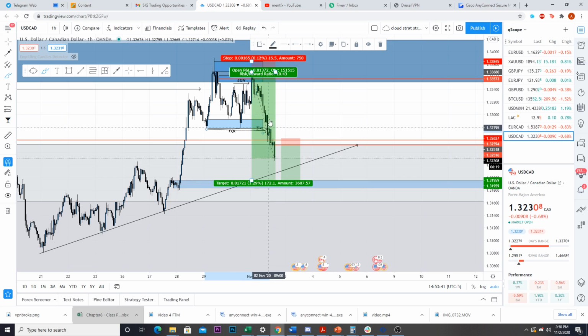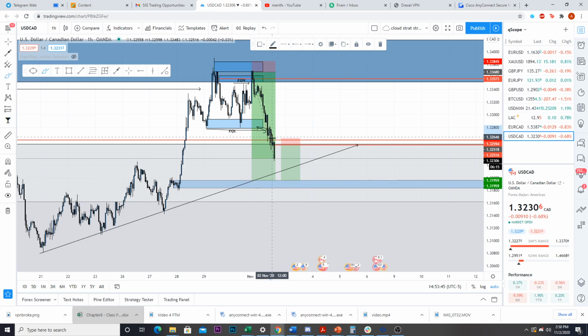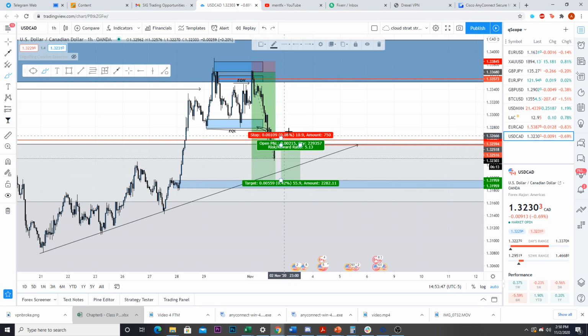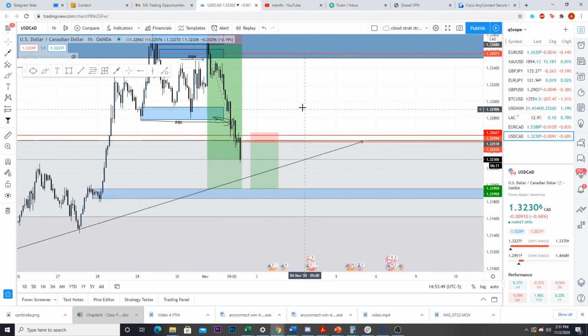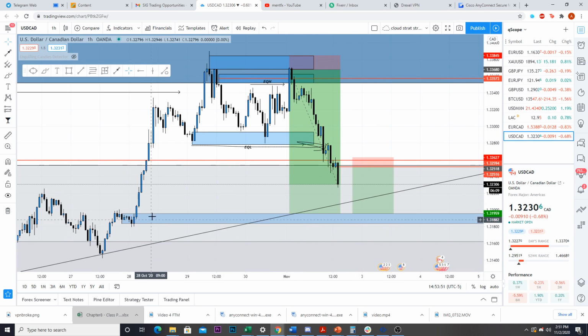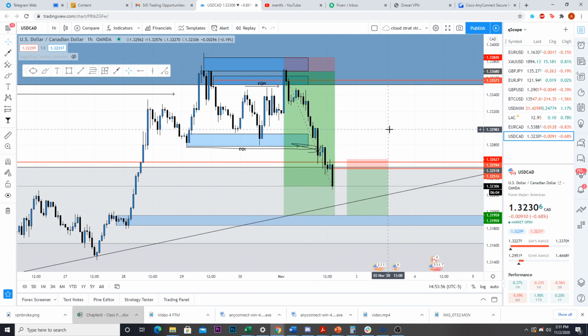Our equal lows got finally taken just now. We came to that mitigation, creating a little bit of liquidity before dropping right through it, creating another order block, and just very clean structure at the moment in the version of a buy to sell program as well, looking to sell there.